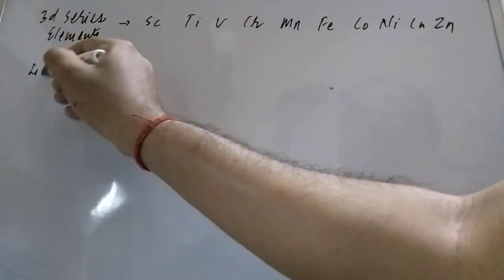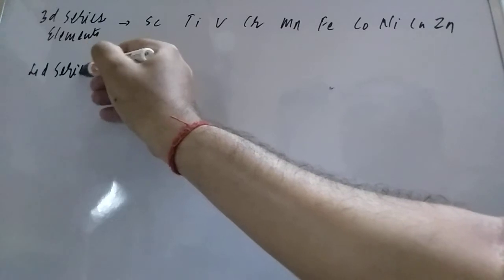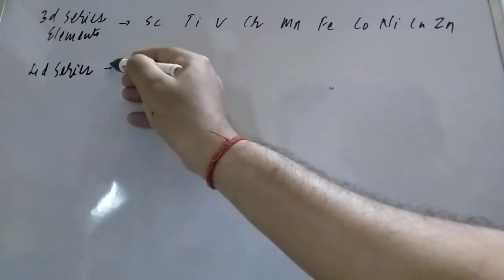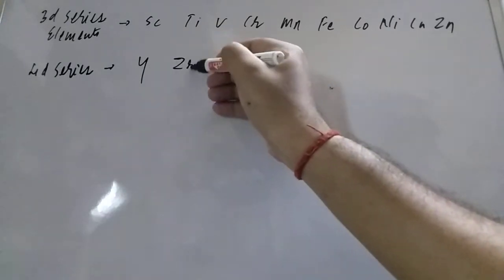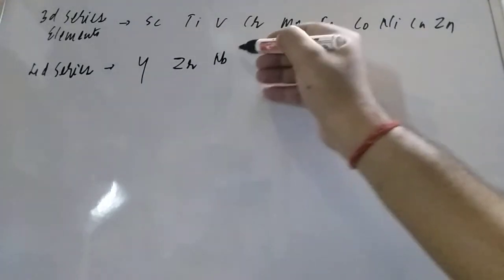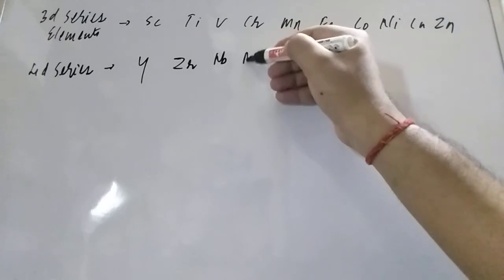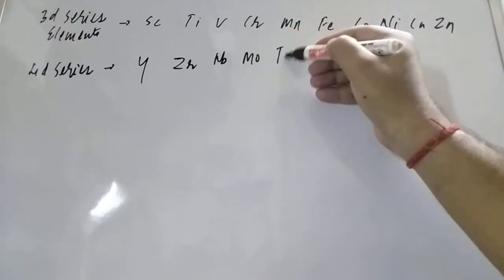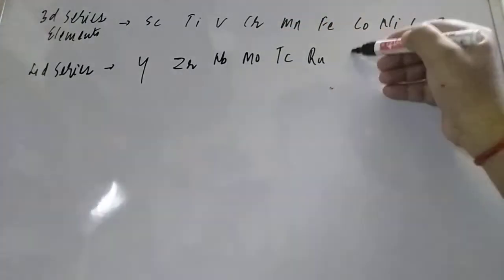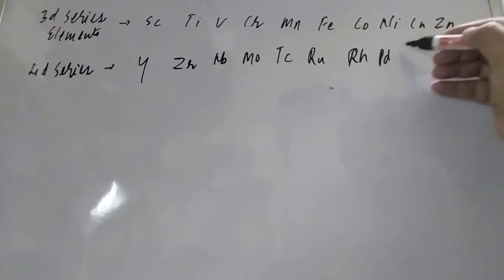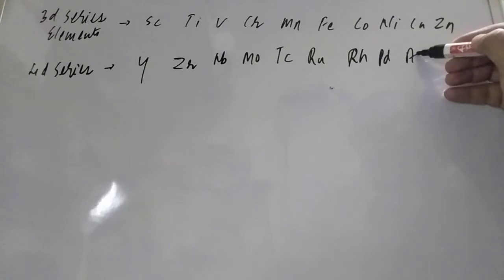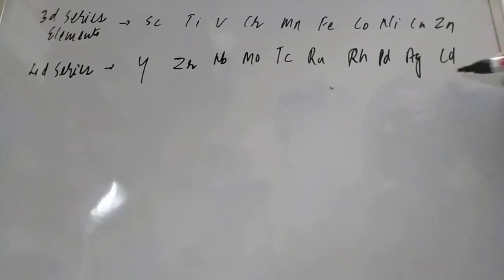If you talk about the 4D series elements, what are they? They are yttrium, zirconium, niobium, molybdenum, technetium, ruthenium, rhodium, palladium, silver, that is Ag, and cadmium.